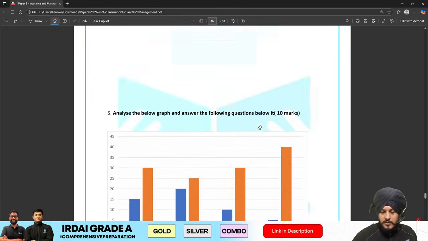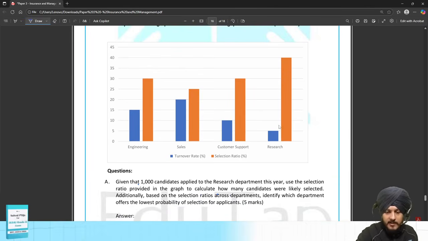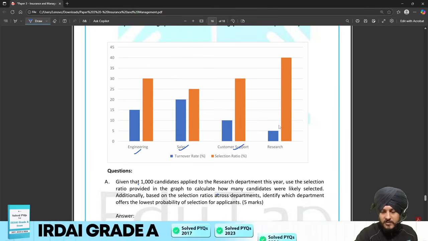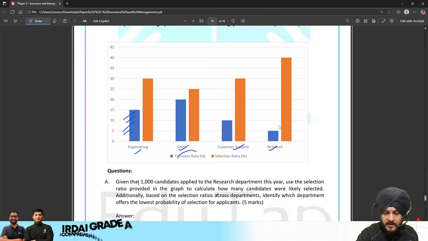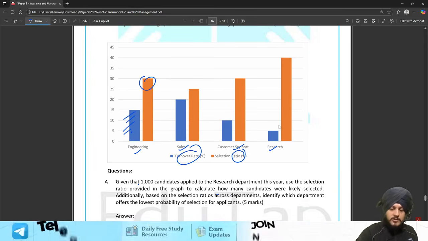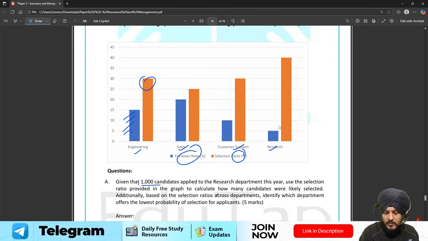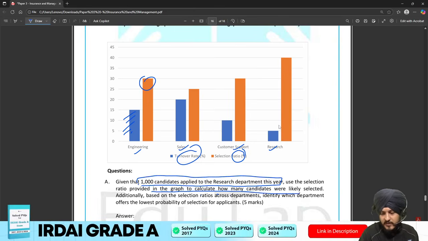Now the next question is regarding bar graph, which is also very easy to answer. Basically they have provided you these different departments, for example engineering, then sales, then customer support and research. So regarding engineering, I would say this blue bar basically represents the turnover rate percentage, and this orange bar represents the selection ratio. So the question number 1 is, given that 1000 candidates applied to the research department this year, use the selection ratio provided in the graph to calculate how many candidates were selected, right?